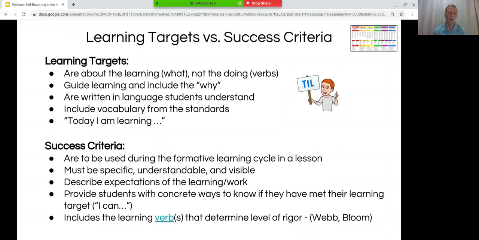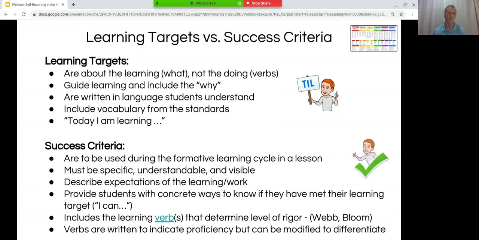And the verbs determine the level of rigor. This is kind of the same as depth of knowledge. We'll look at a verb chart next. And then lastly, the verbs are written to indicate proficiency, but can be modified to differentiate. So let's take a look at some verbs and see what this could look like.